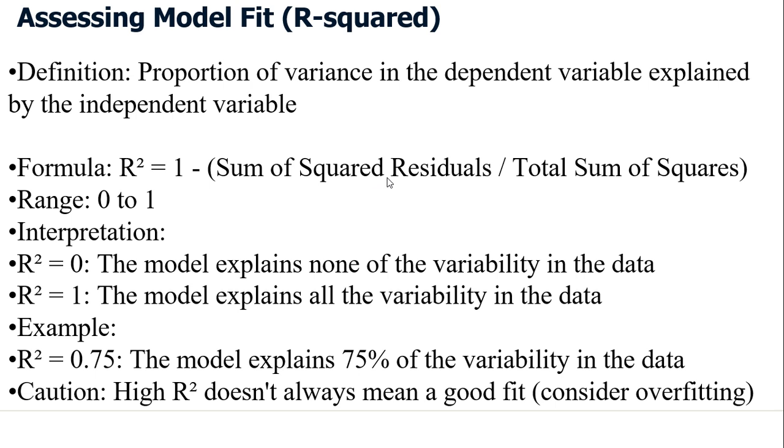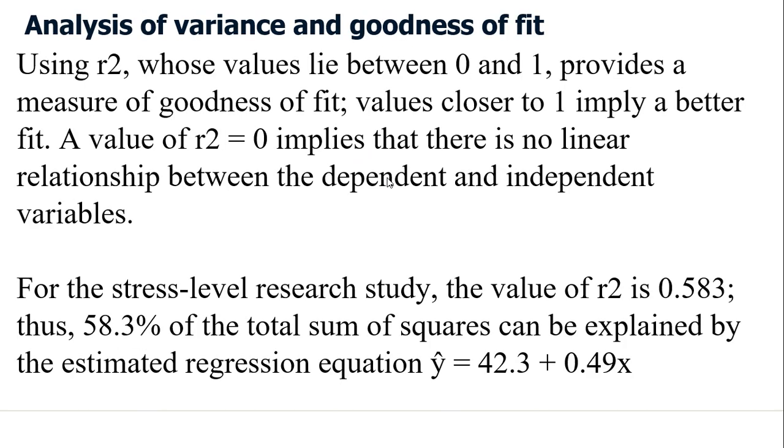So for example, when you have R squared equal to 0.75, the model explains 75% of the variability in the data. So caution: R squared doesn't always mean it's a good fit, because sometimes we need to consider what? Overfitting. Now we're going somewhere. Let's move.